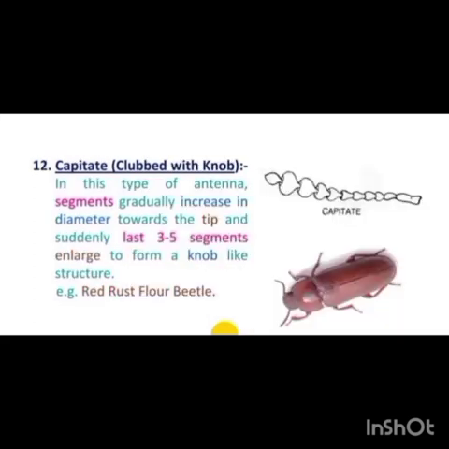12. Capitate, clubbed with knob. In this type of antenna, segments gradually increase in diameter towards the tip and suddenly the last 3-5 segments enlarge to form a knob-like structure, e.g. red rust flour beetle. Here is the capitate antenna picture.